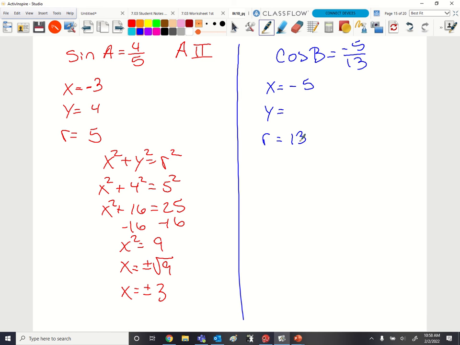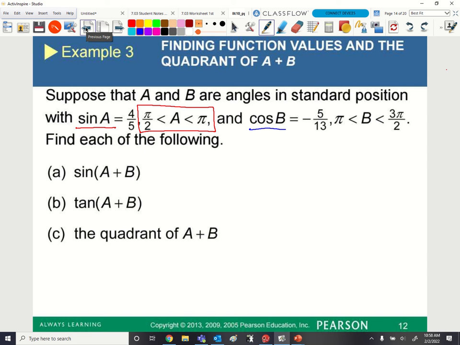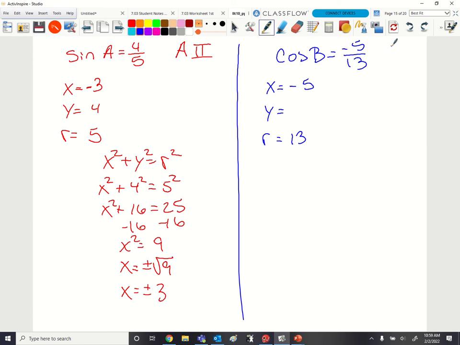And I'm going back again because I need to look at quadrants. It says b is between pi and 3 pi over 2. So on my unit circle, I put my finger on pi and trace it over to 3 pi over 2. And that is going to be quadrant 3. So that's going to be a lot of help right there. So we're going to say B is in quadrant 3. And what do we know about quadrant 3?